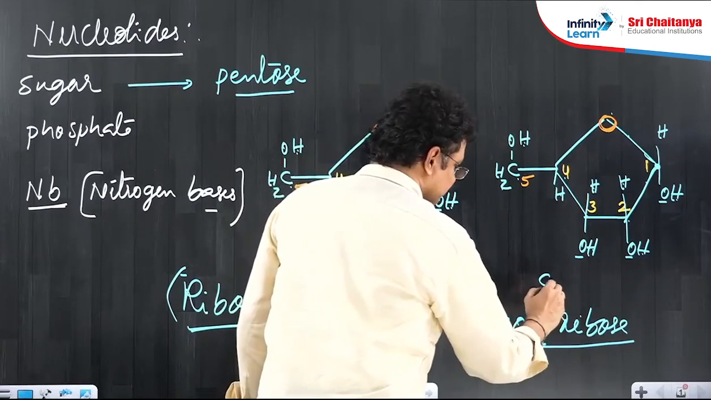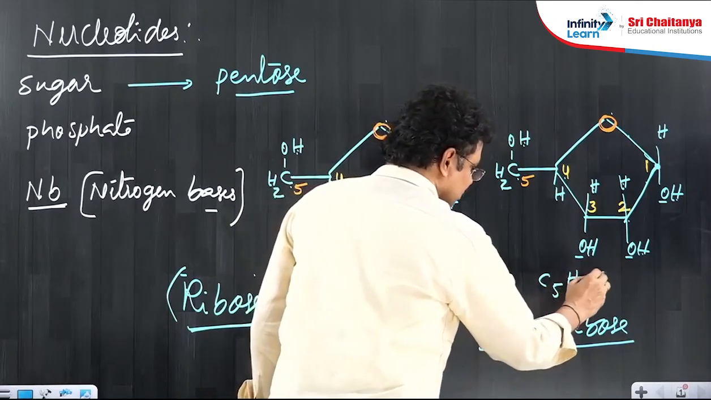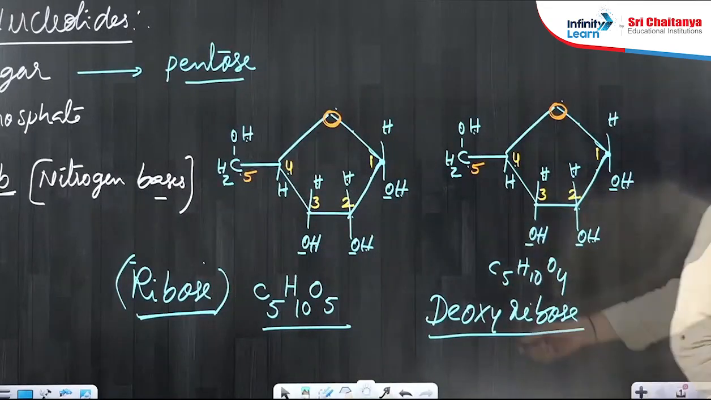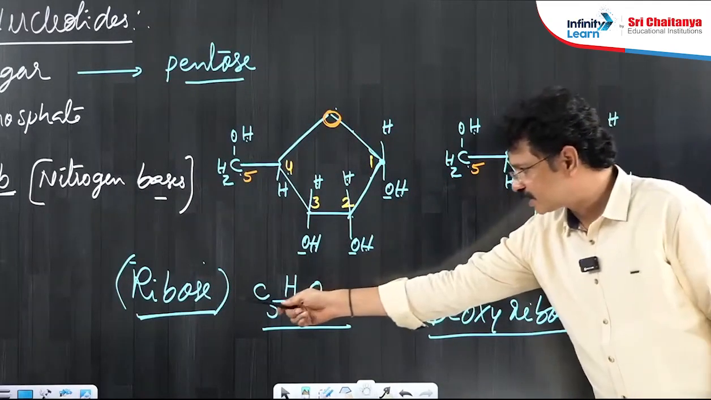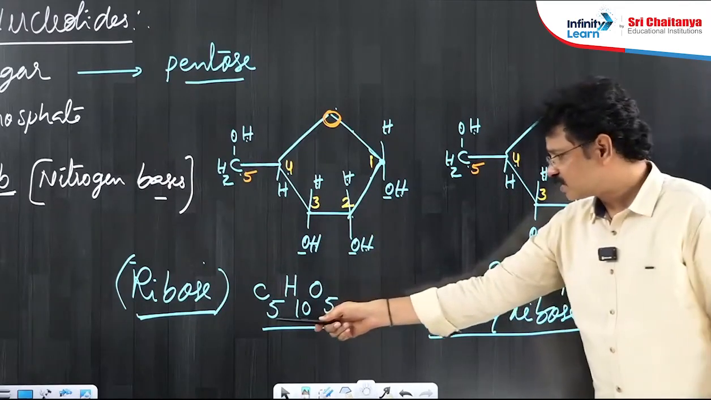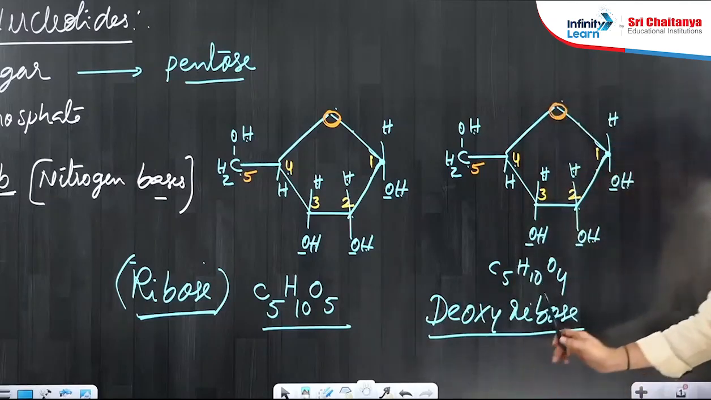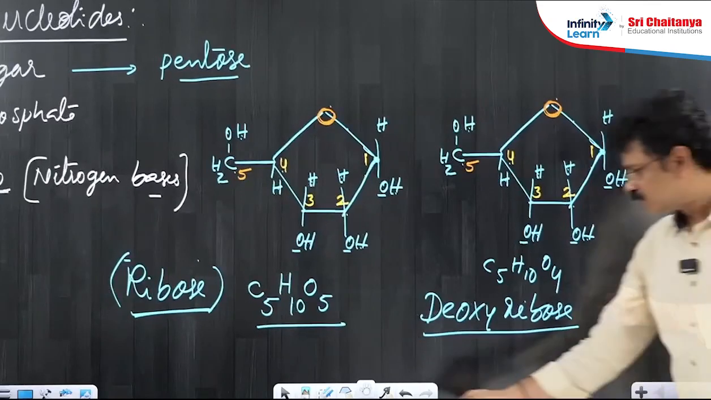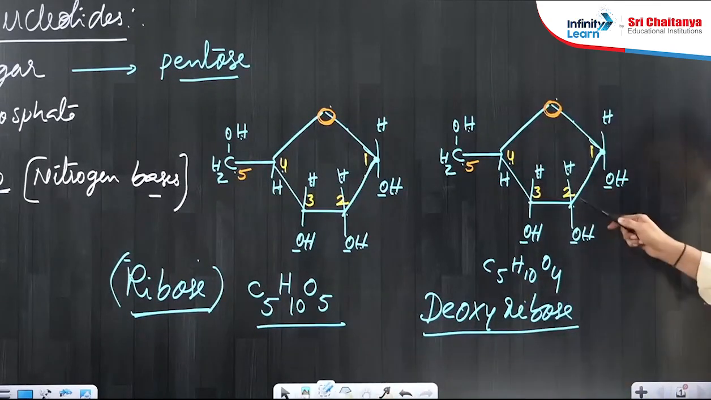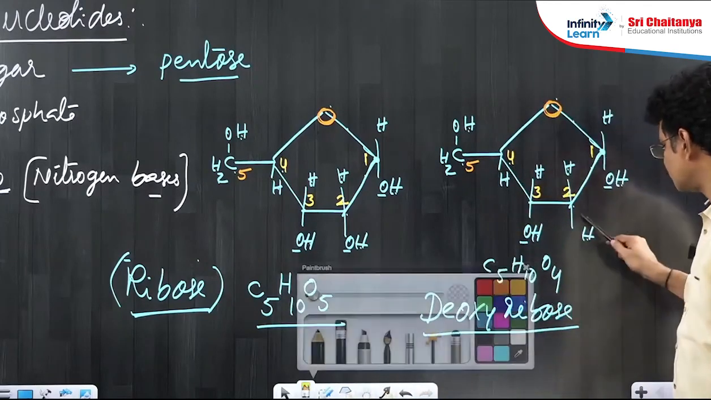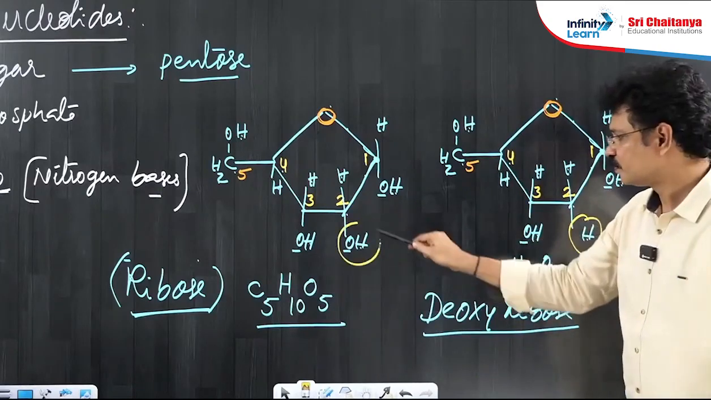Its formula is C5H10O4, similar, but O4 is there instead of O5. Identify the difference between the sugar molecule in RNA, which is ribose, and the sugar molecule in DNA, which is deoxyribose. The formula of ribose is C5H10O5, whereas the formula of deoxyribose is C5H10O4. The difference is clearly visible at the second carbon. In the second carbon, just a hydrogen atom is found instead of an OH group.